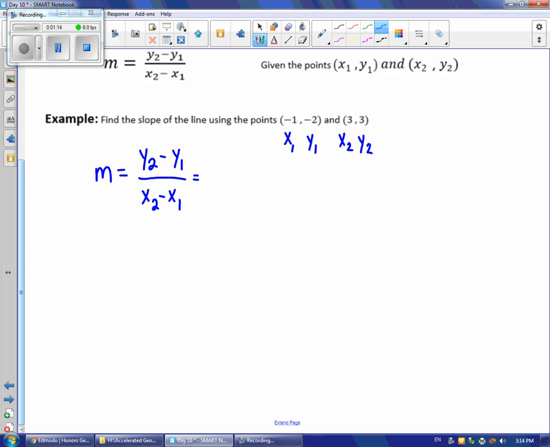I'm going to plug in all of my points. I have 3, and watch your signs, it's minus a -2. And then at the bottom for our x's, we're going to have 3 minus a -1. So when we simplify this, subtracting a negative means we're adding a positive. So we're going to get 5 in our numerator, and our denominator is going to be 4. So the slope between those 2 points is 5 over 4.